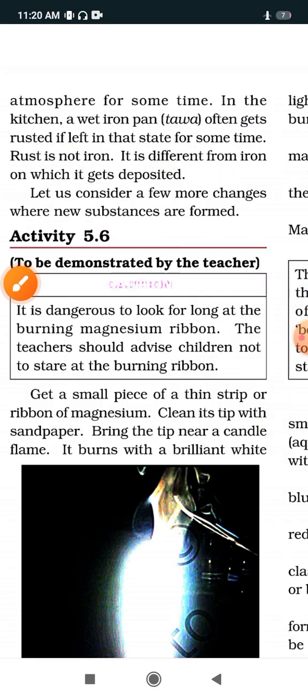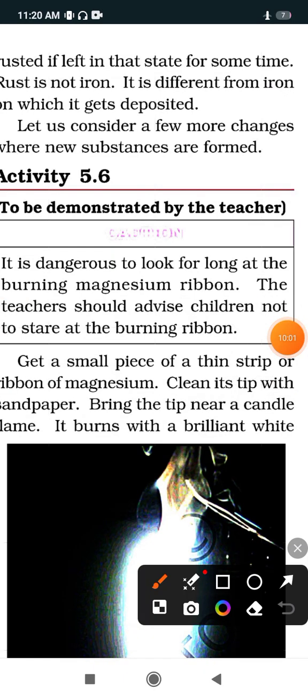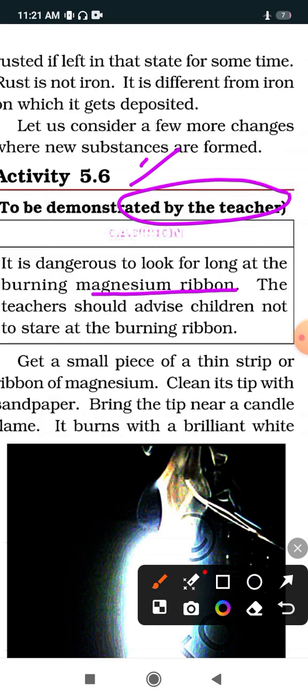Now Activity 5.6 is given here. Activity 5.6 is to be demonstrated by the teacher, because it is dangerous to burn magnesium ribbon. For this activity, what will we take? We will take magnesium ribbon, okay. Get a thin strip of magnesium ribbon. We will take the magnesium ribbon and clean its tip with sandpaper, and we will bring the tip near the candle flame. We will burn the magnesium ribbon.